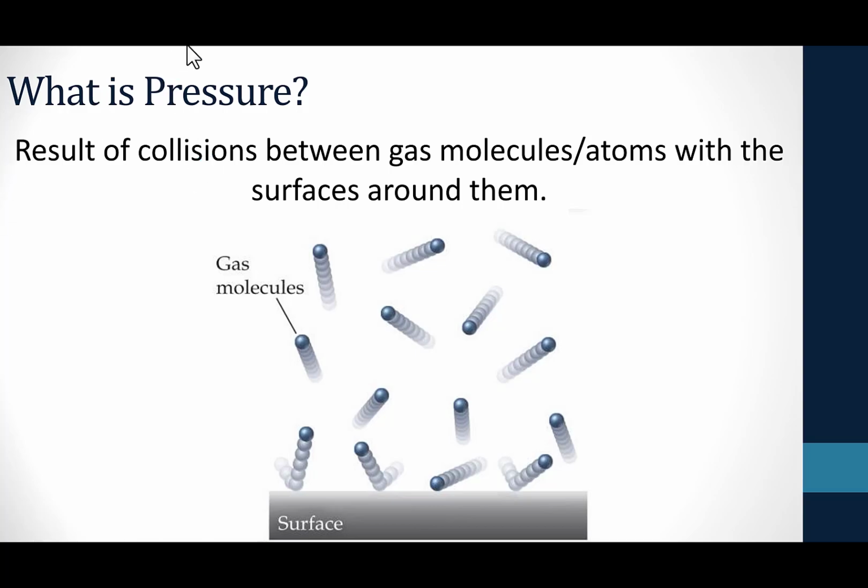So when we think about gas, one of the first things that comes to mind is talking about pressure, right? So when we study gas, we're going to study one of the properties of it, which is pressure. Pressure is defined as the result of collisions between gas molecules or gas atoms and their surfaces around them. So something that has a high pressure would have lots of collisions. Something that has a low pressure would have just a few collisions.